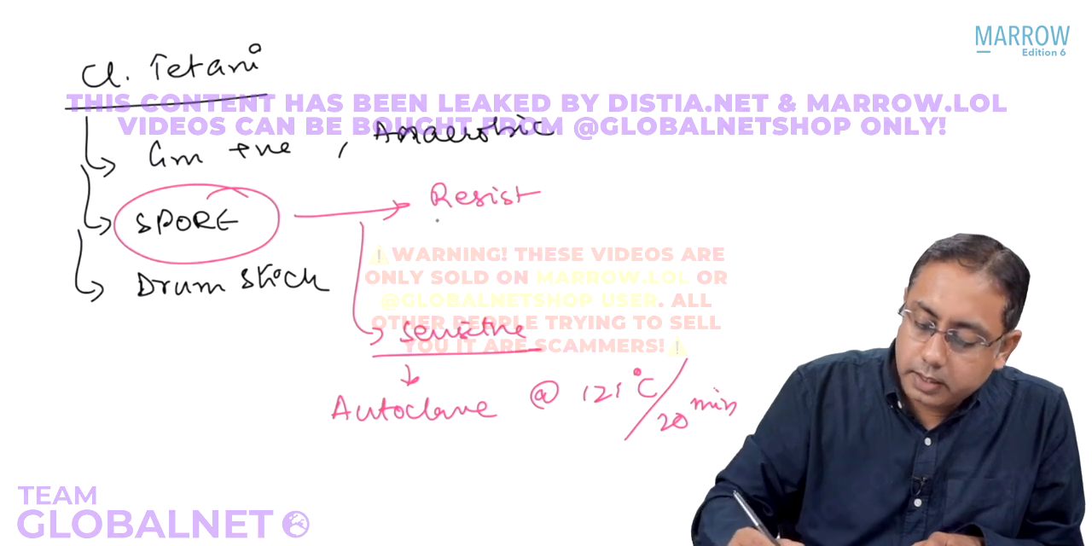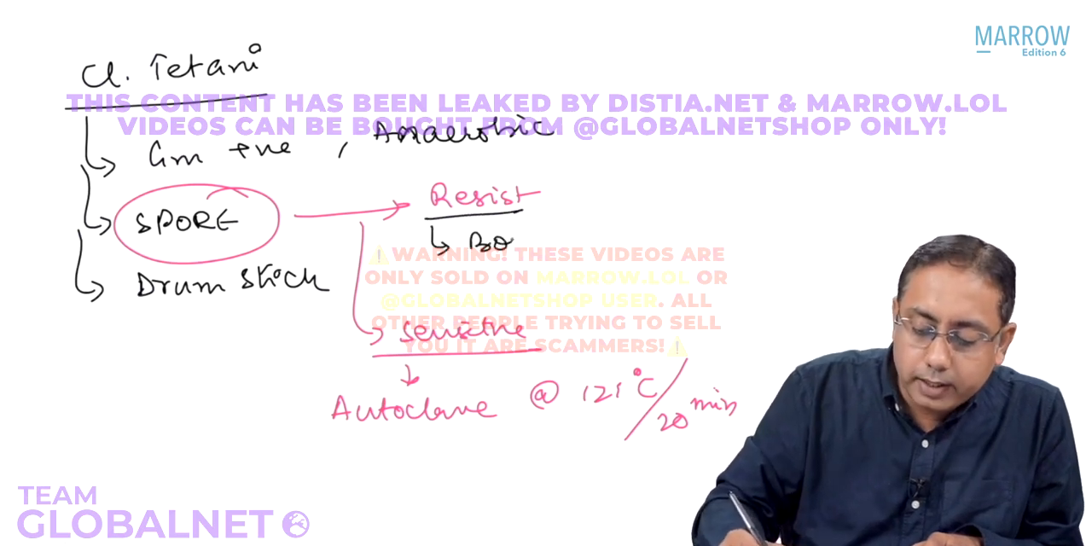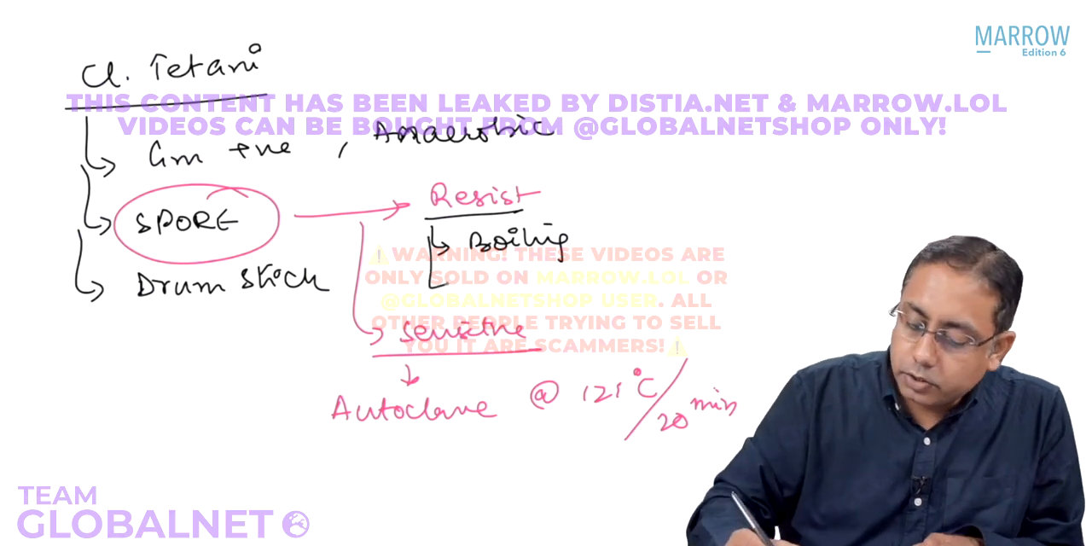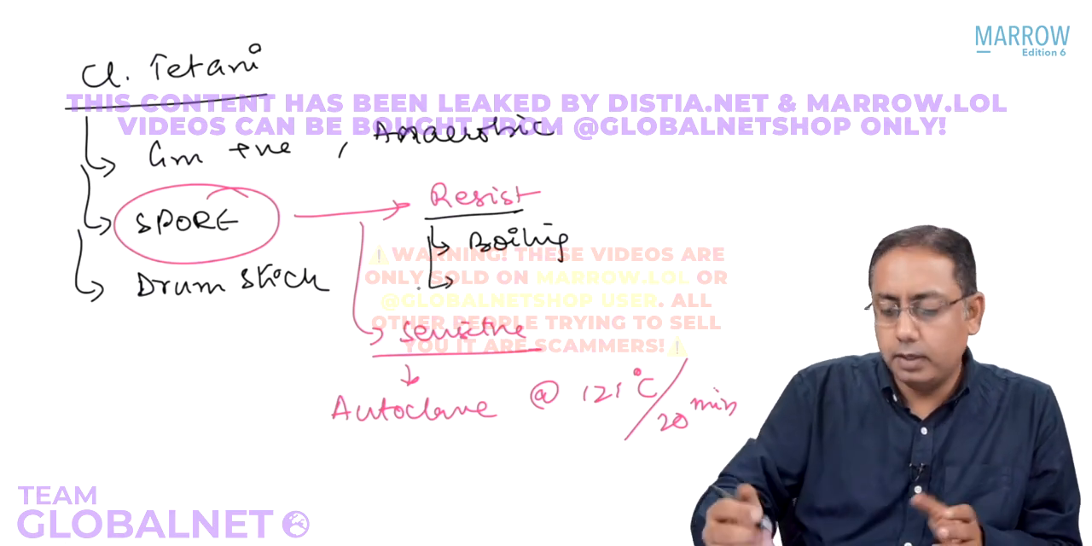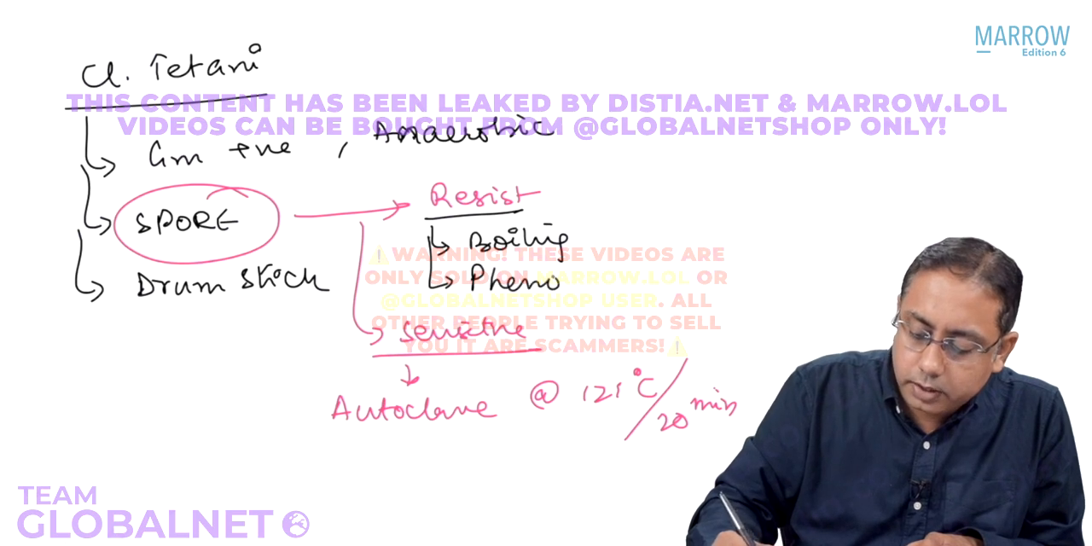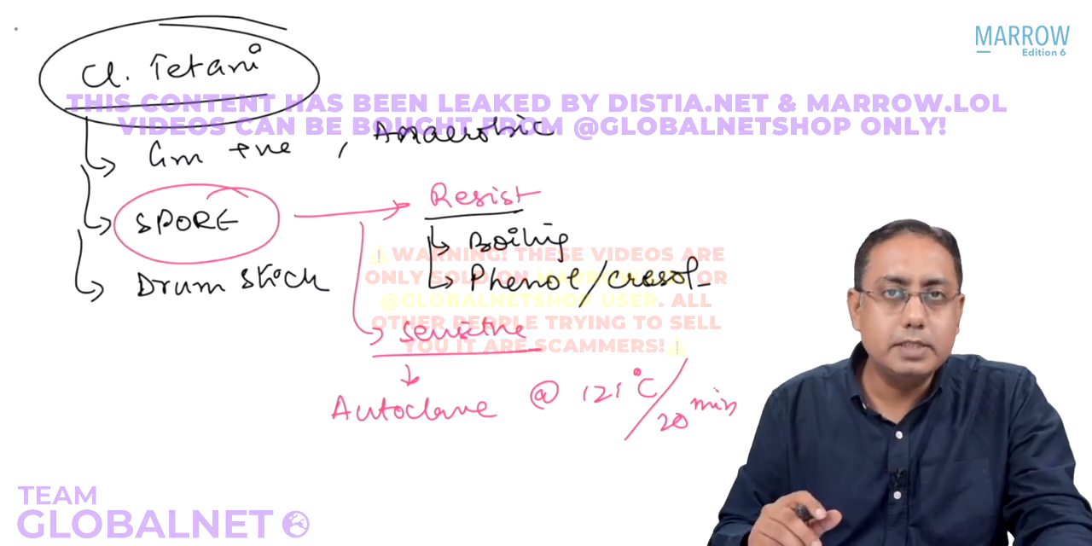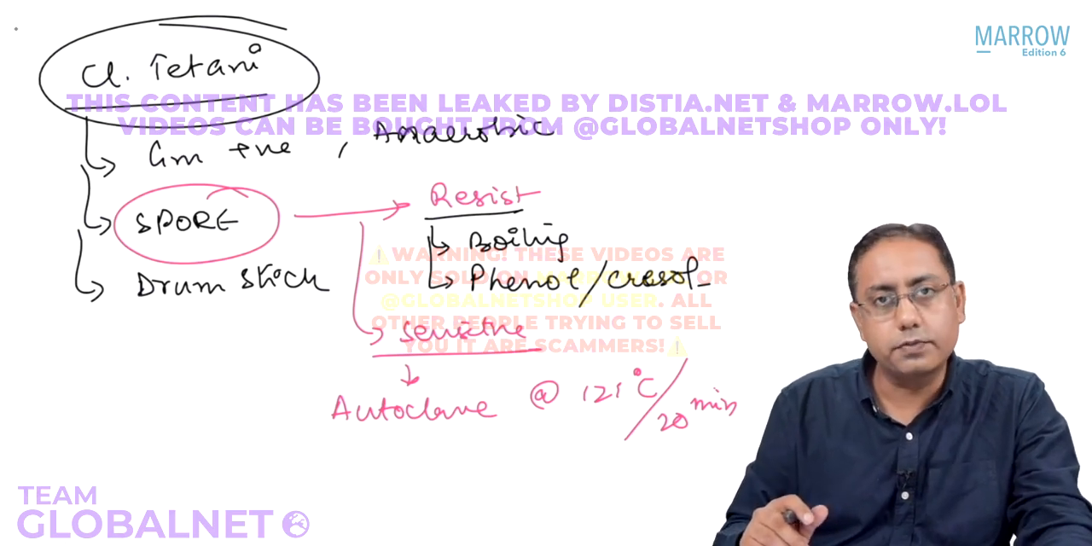They are typically resistant to boiling at normal temperatures. Normal means up to 100 degrees Celsius. They are also typically resistant to all the low level disinfectants like phenols or the cresols. So therefore, Clostridia tetani is one of the diseases with public health importance for us.